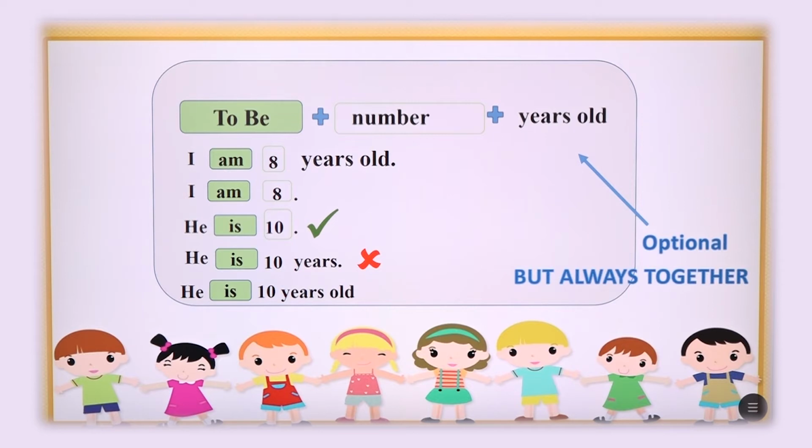Years need to be with old after it. He is 10 years old. This is correct because both words, years old, are together.